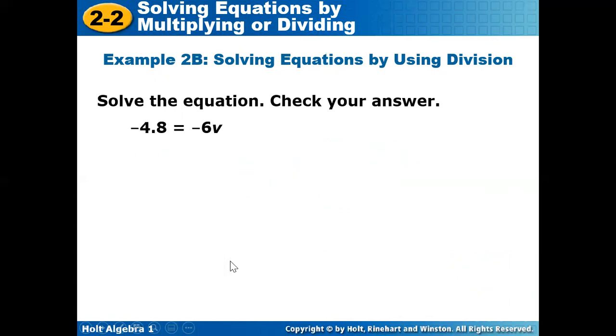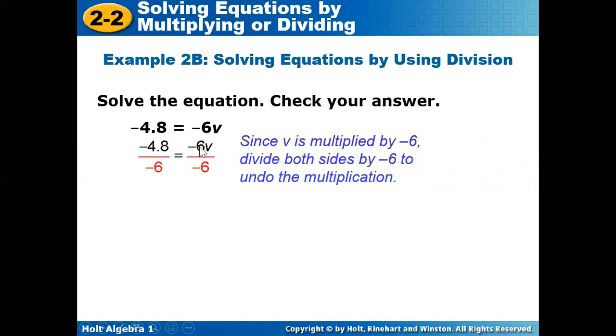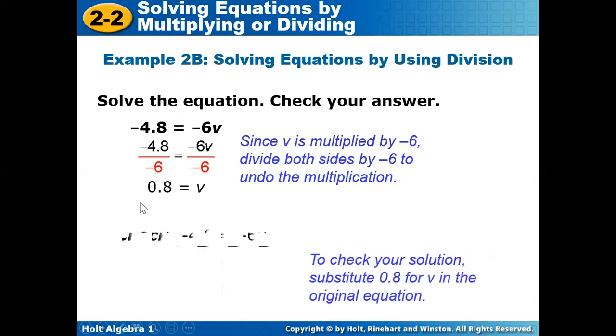All right, here we go. In this case, we are multiplying v by negative 6. So since division is the opposite operation, once again, negative 6 divided by negative 6 is 1. 1v is just going to give us v. Negative 4.8 divided by negative 6 gives us a positive 0.8. Same thing: positive divided by positive gives you a positive. Negative divided by negative gives you a positive. But a negative and a positive here would have given us a negative, right? Plug it back in. We have our answer.